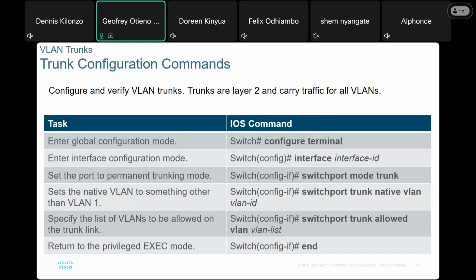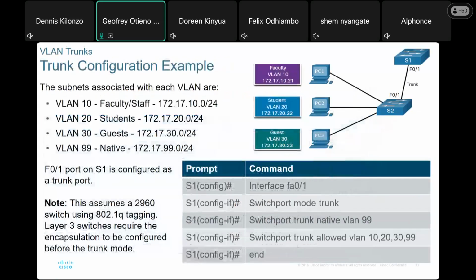Specify the list of VLANs to be allowed on the trunk. Yes, we can also do so. Which VLANs do you want to allow? Switchport trunk allowed VLAN, then you list those VLANs, for example VLAN 10, 20. Or you can simply separate them with spaces.